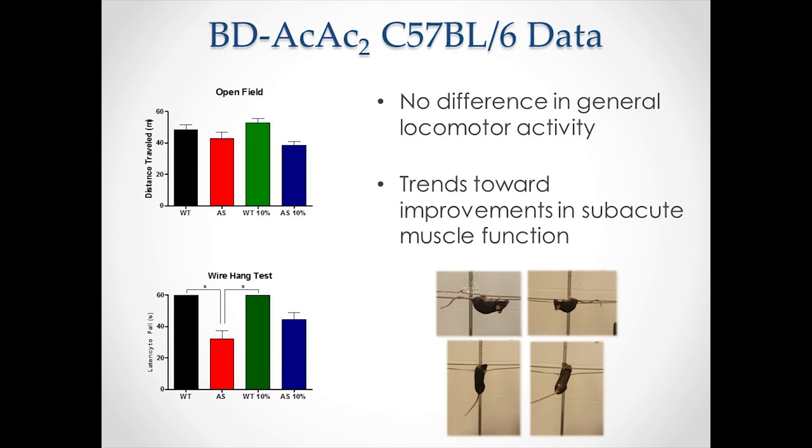So here, looking at open field again, no general differences in locomotor activity. With the wire hang task, we saw a trend towards improvement in subacute muscle function, but not a significant change like we saw in the 129 animals. This is just an example of wild-type animals performing the task. They can actually pull up and are strong enough to pull and hold on with all four limbs, while this is the AS animal that struggles quite a bit.